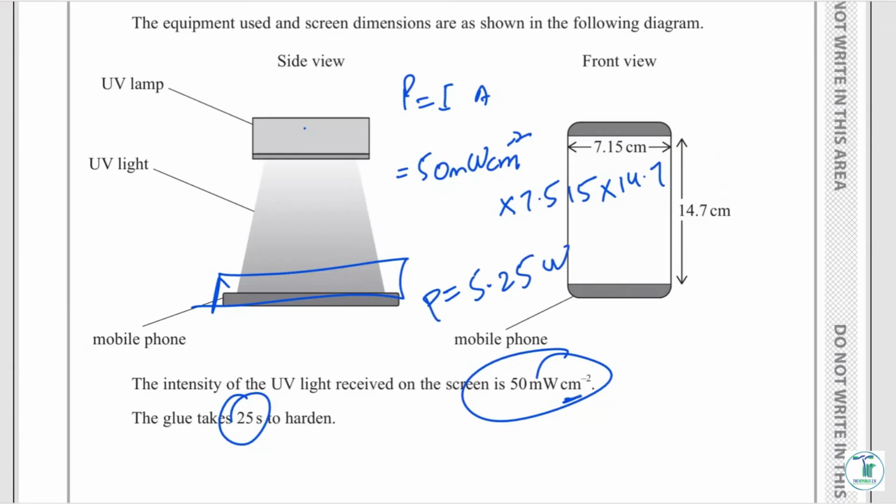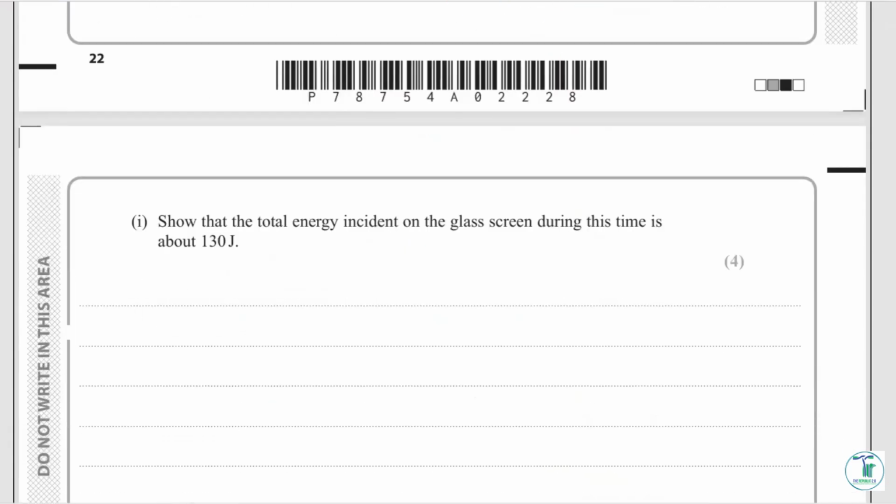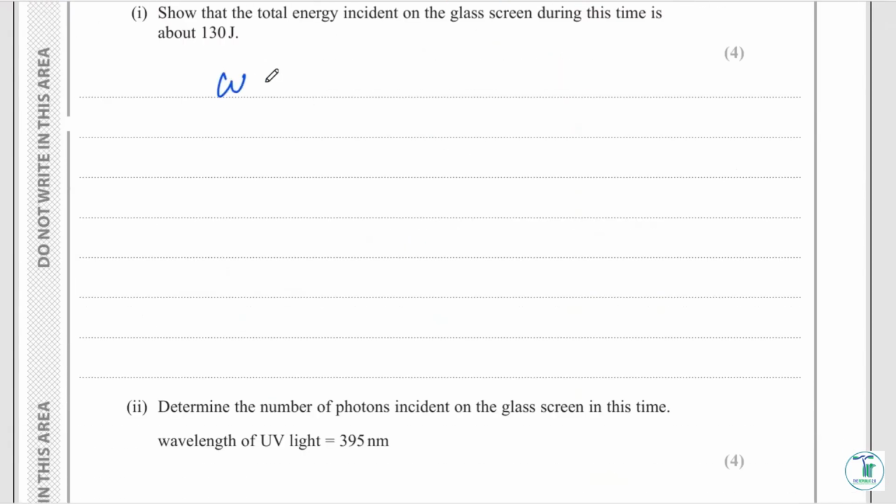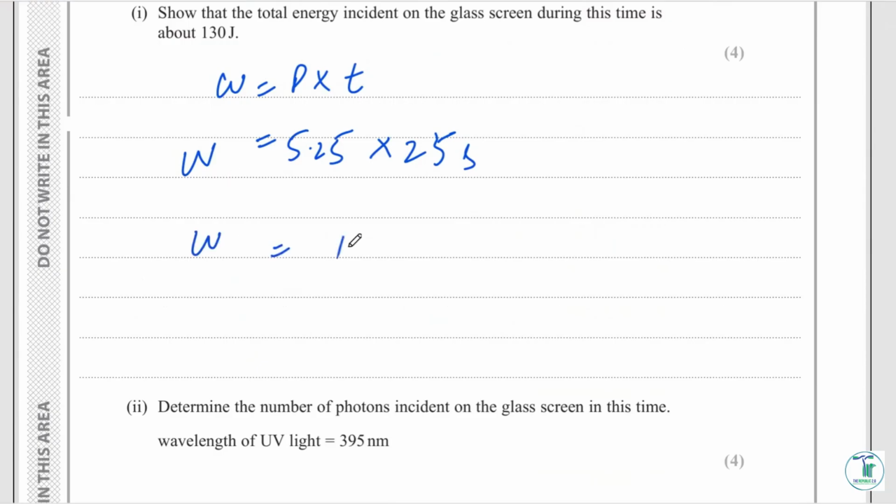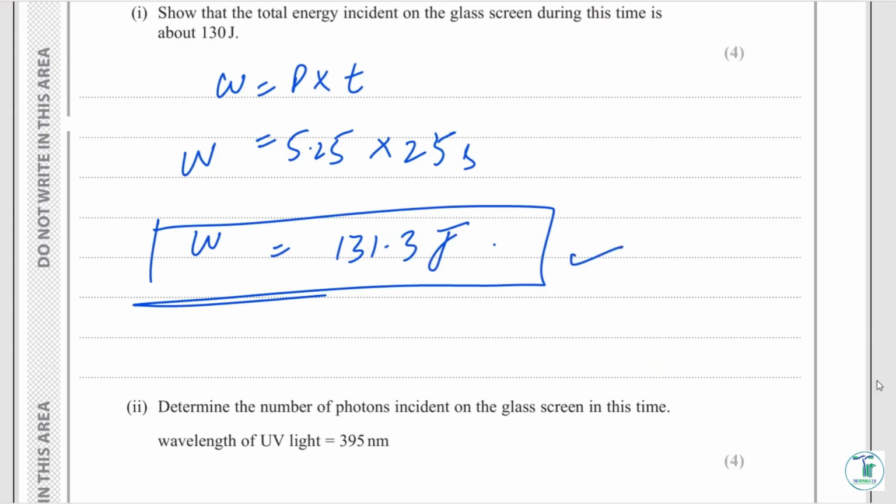Once you've got the power, you've already got the time as well. So you just need to calculate the energy. Work done should be P times T, if I'm not wrong. Power is 5.25 times the time, and the time is going to be 25 seconds, right? So that is how I'm going to calculate the work done, and that comes out to be something like 131.3 joules, right? 131.3 joules. So that is how I'll calculate the total energy incident on the glass screen during this time.